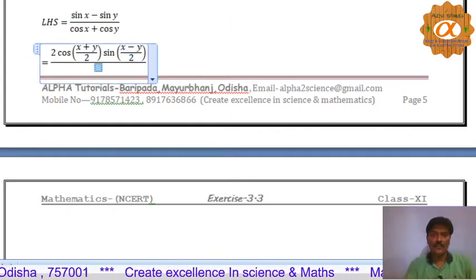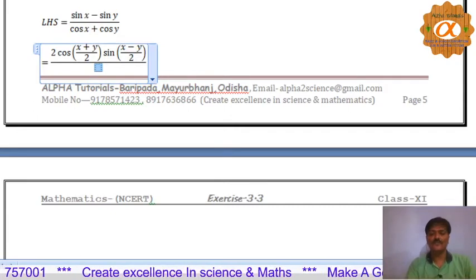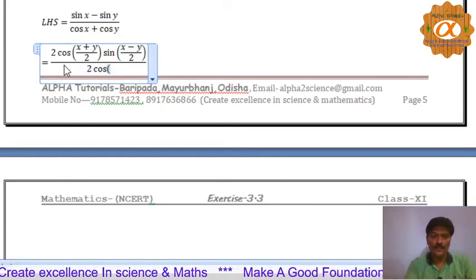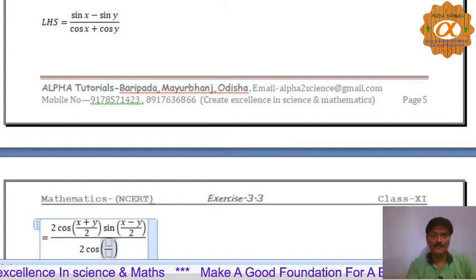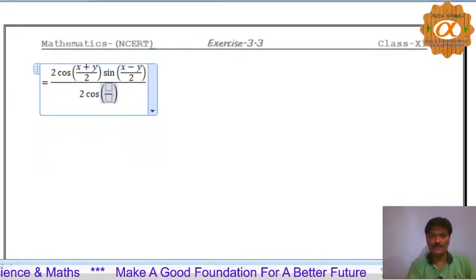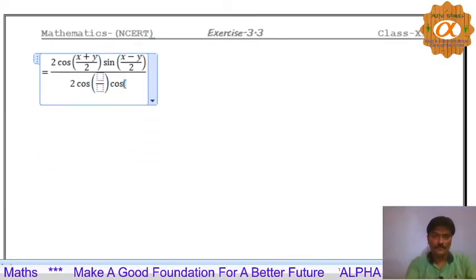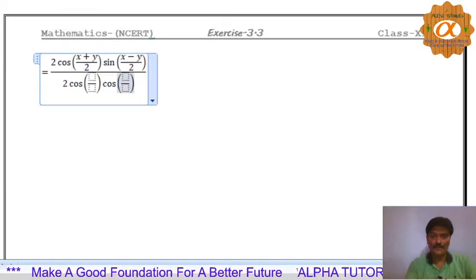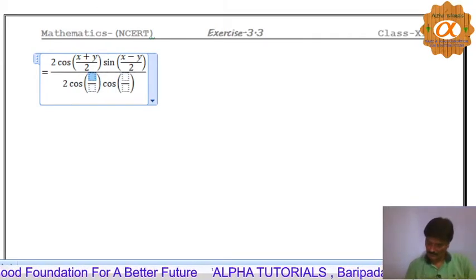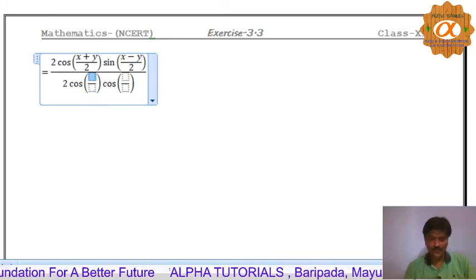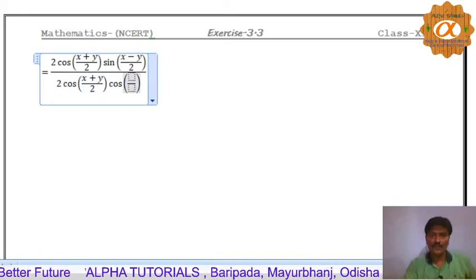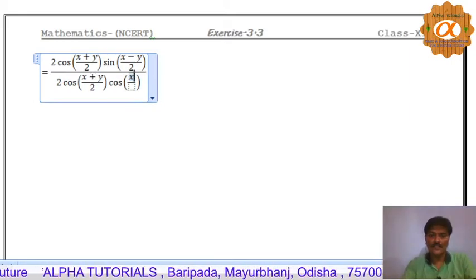In the denominator side, this cos a plus cos b becomes 2 cos a plus b by 2 and cos a minus b by 2. Now putting the values, it is x plus y by 2 and cos x minus y by 2.